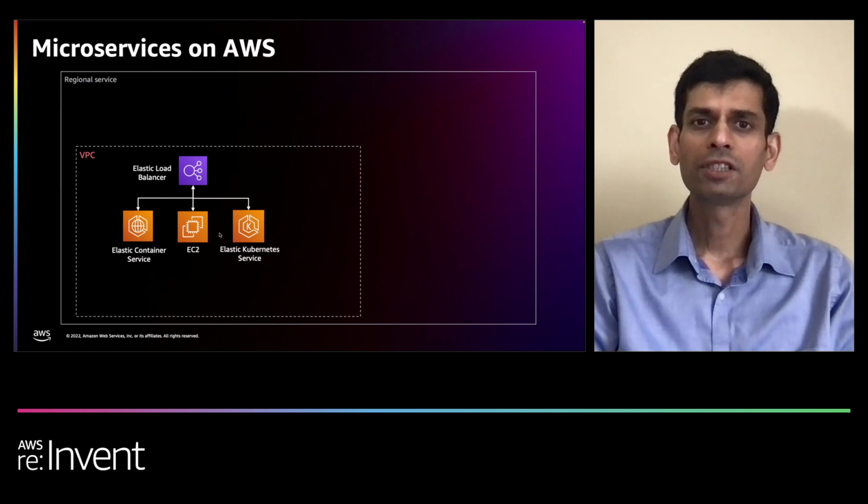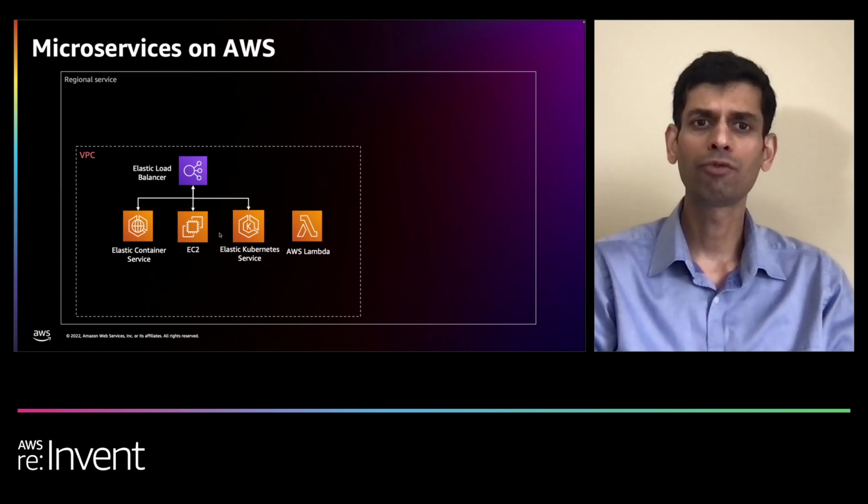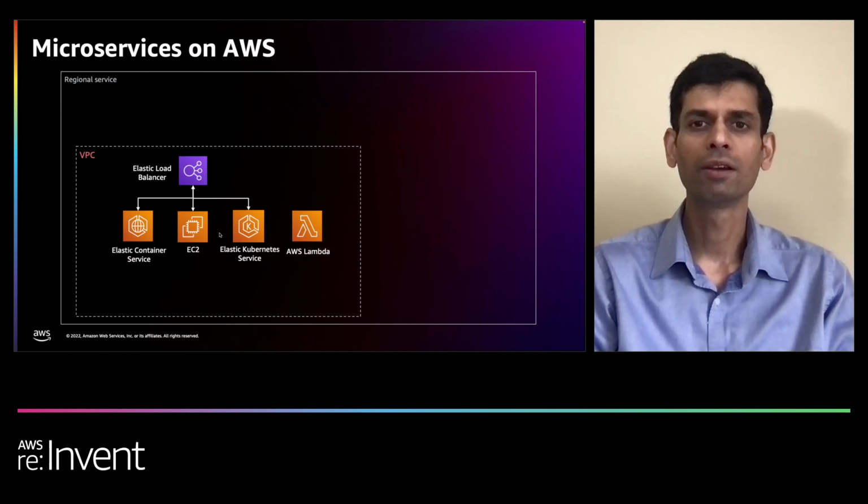Now, let's say you have services which are more event driven. Use AWS Lambda, which provides serverless event driven compute and provides the ability for running any kind of application without having to provision or manage servers.